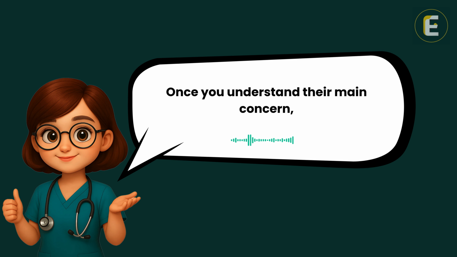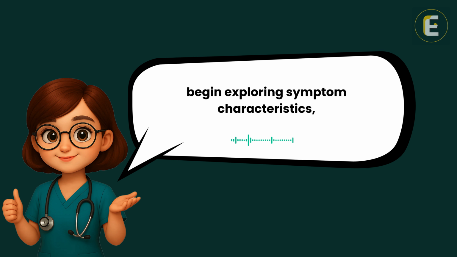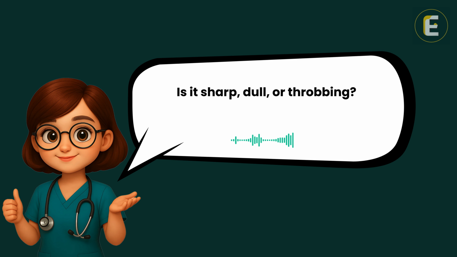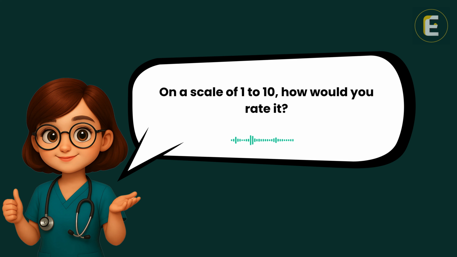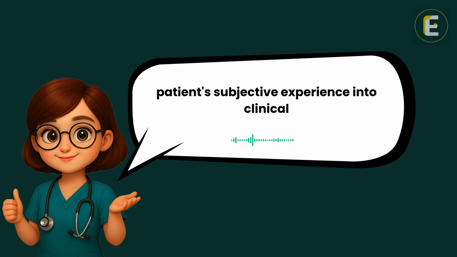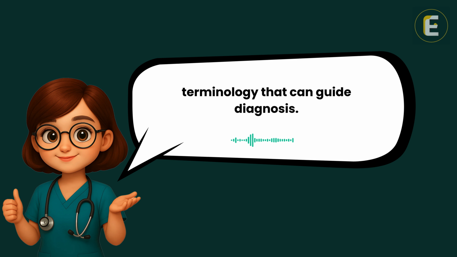Once you understand their main concern, begin exploring symptom characteristics, which helps gather detailed information. For example, can you describe the pain? Is it sharp, dull, or throbbing? On a scale of 1 to 10, how would you rate it? Here, asking for specific descriptors helps translate the patient's subjective experience into clinical terminology that can guide diagnosis.